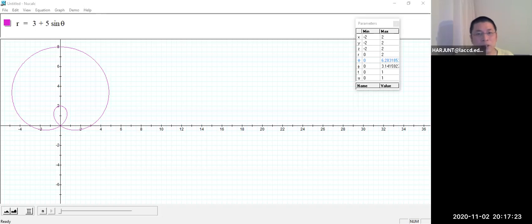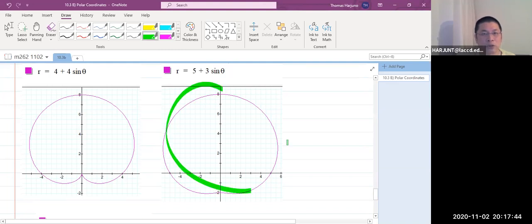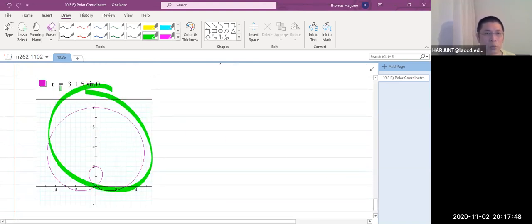Now this is limaçon without loop. This is limaçon with loop. Am I going back to that? Oh, I'm sorry. Here. So this is cardioid. This guy here is limaçon without loop. This is limaçon with loop.